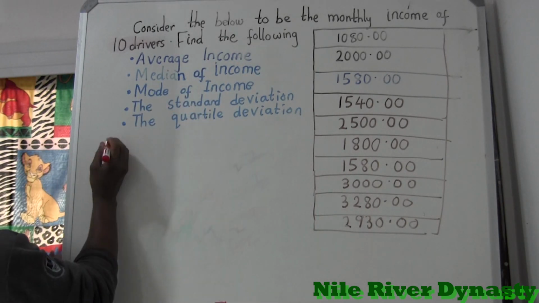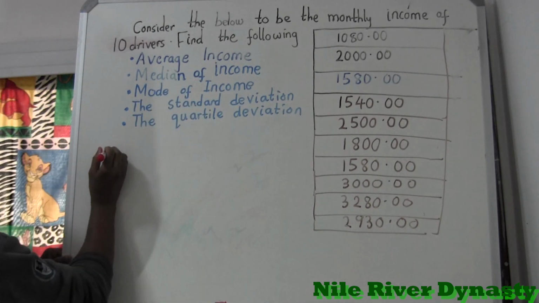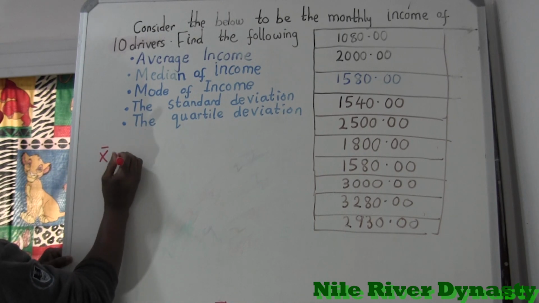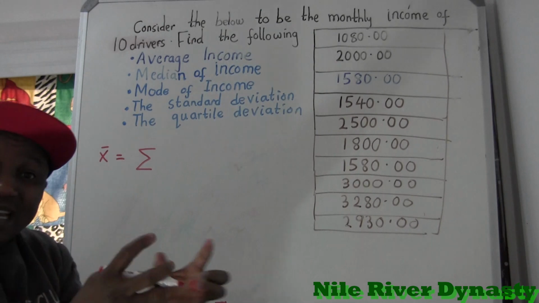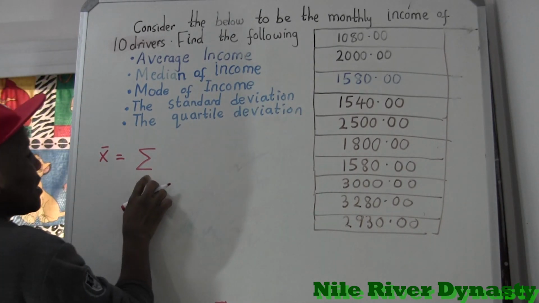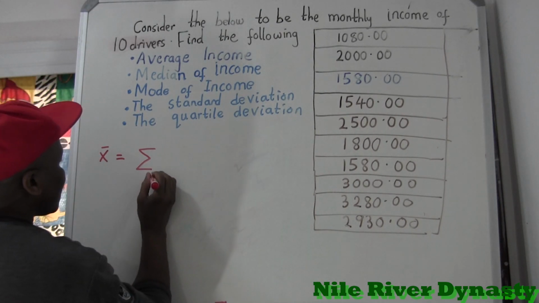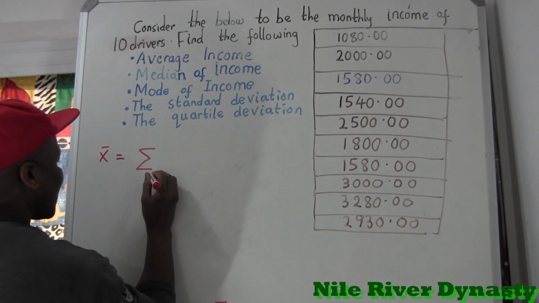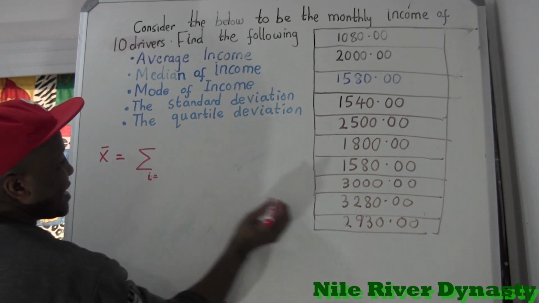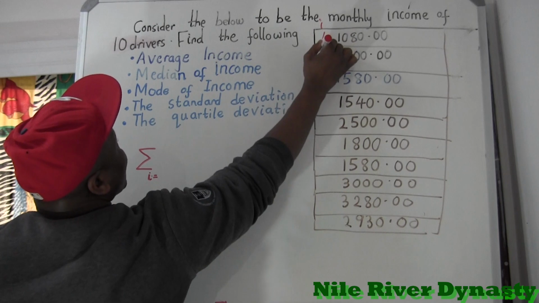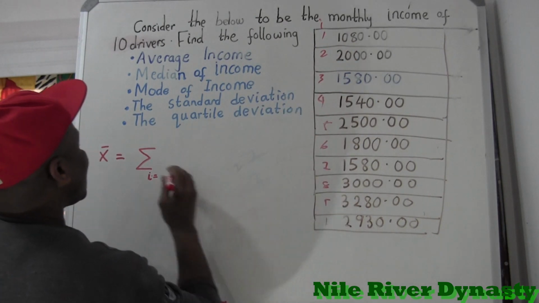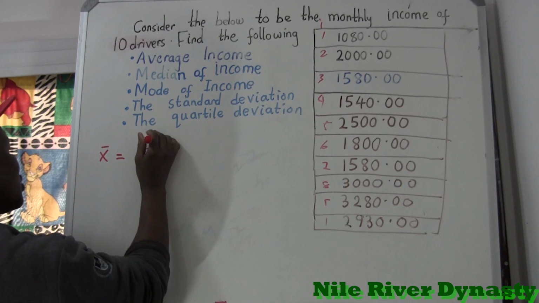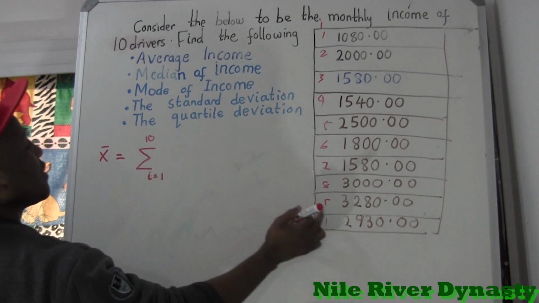Average. Average is easy. The average means mean, and will be represented by this letter here. This means sum. Sum, mean, average, the same. I'm going to sum from i equals 1, 2, 3 to 10. Let's call this i, so 1, 2, 3, 4, 5, 6, 7, 8, 9, 10. So start from 1 to 10 of these data.